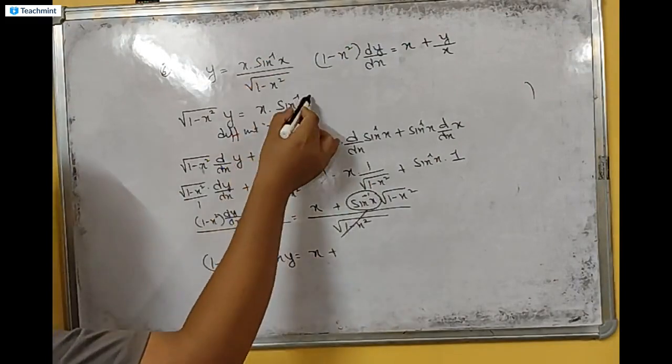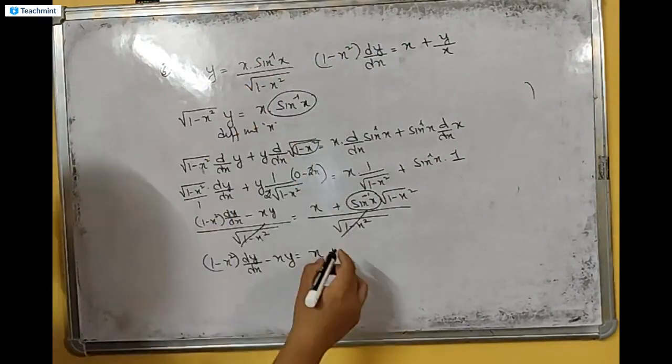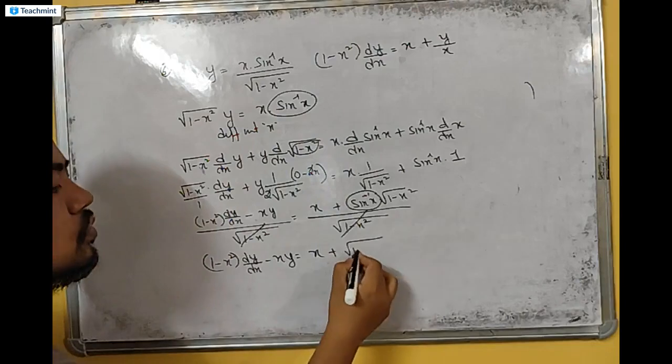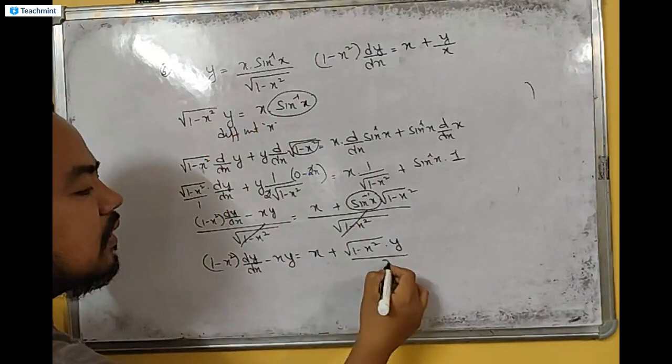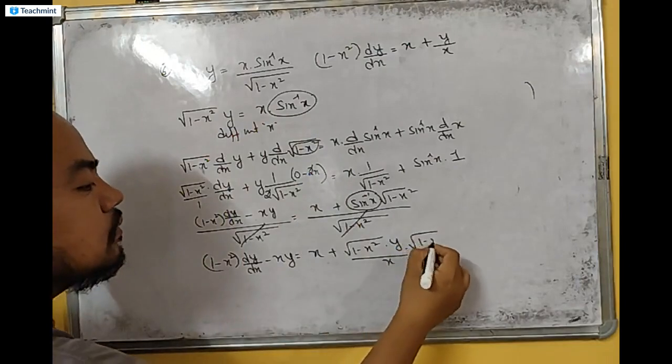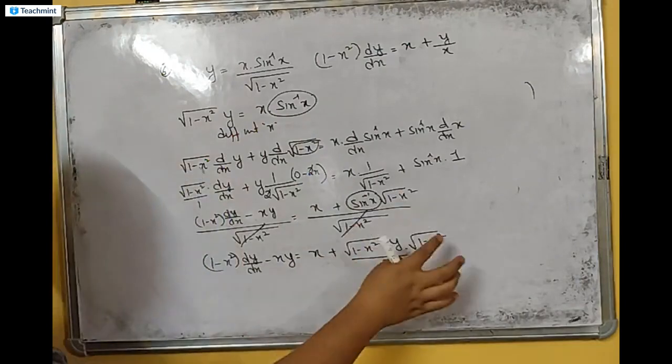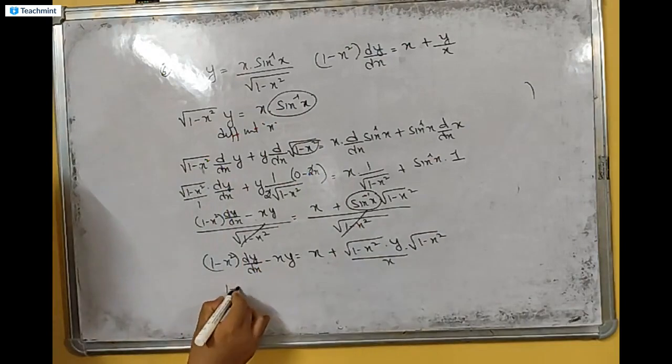So can you tell me what is the value of sine inverse x from here? It's going to be under root 1 minus x square into y, divided by x. Yes or no, guys? Okay, so this root as it is. Now you simplify and tell me the required answer.